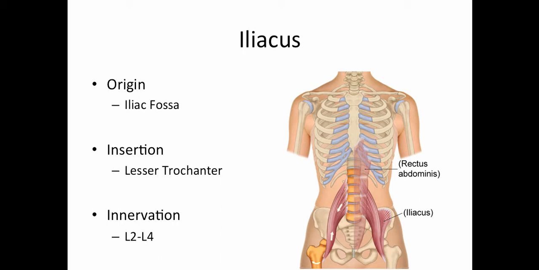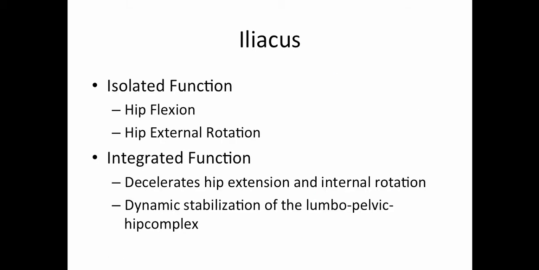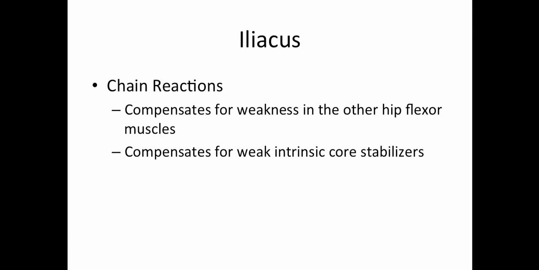The iliacus originates on the iliac fossa and inserts on the lesser trochanter. The isolated function of the iliacus is hip flexion and hip external rotation. Its integrated functions include deceleration of hip extension and internal rotation, and dynamic stabilization of the lumbopelvic hip complex. The iliacus is involved in several chain reactions. It compensates for weakness of the other hip flexor muscles, and it compensates for weak intrinsic core stabilizers.